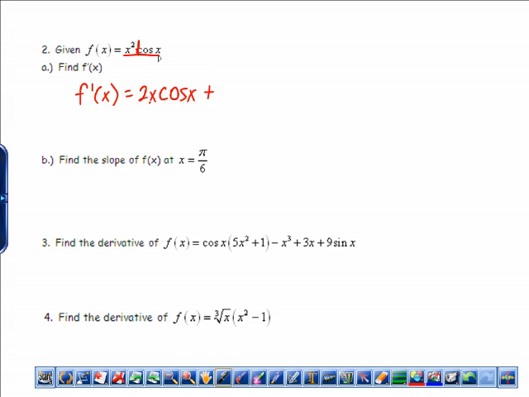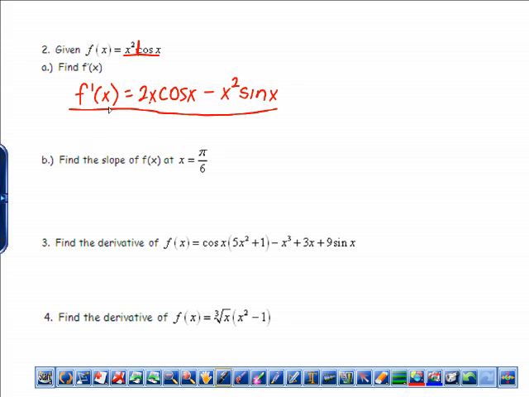Okay, plus, now we're going to do the other way around. This time when I take the derivative, I'm going to write x squared, and when I take the derivative of cosine x, that's negative sine x. So I'm going to write sine x, and then I'm going to change this plus to a minus by just erasing that little bit right there. Okay? And there is no other way to write this. That is your answer.